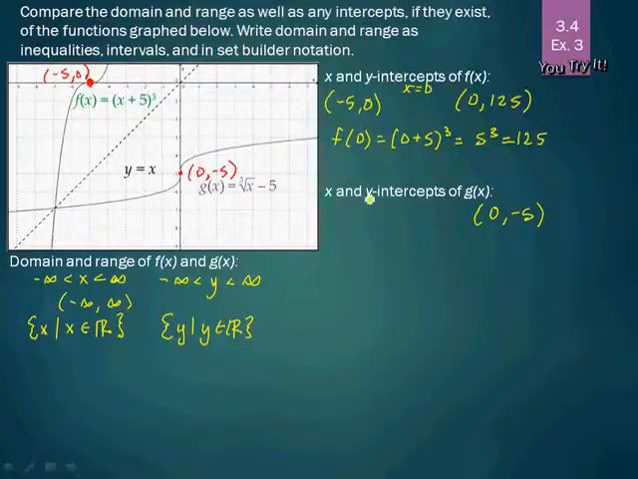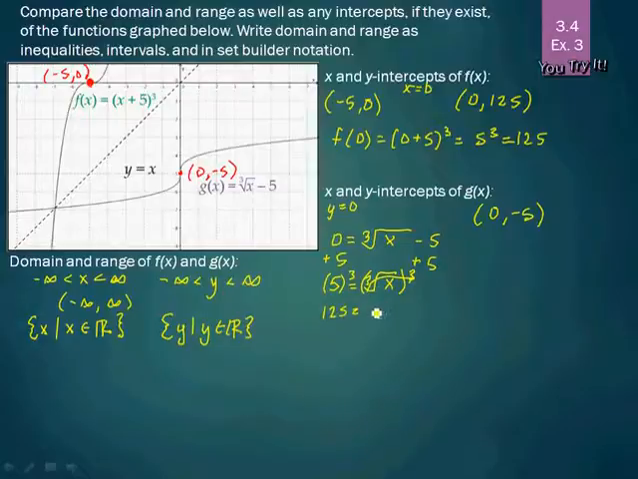And then for the x-intercept of g of x, we know that y will equal 0. So we can plug in 0 instead of g of x into our equation. So we have 0 equals the cube root of x minus 5. To solve for x, we can add 5 to both sides, so we have 5 equals the cube root of x. And then to get rid of this cube root, we raise both sides to the third power. So we have 5 cubed, which is 125, equals x, since the cube root and the third power cancel. So our answer for the x-intercept will be 125, 0.